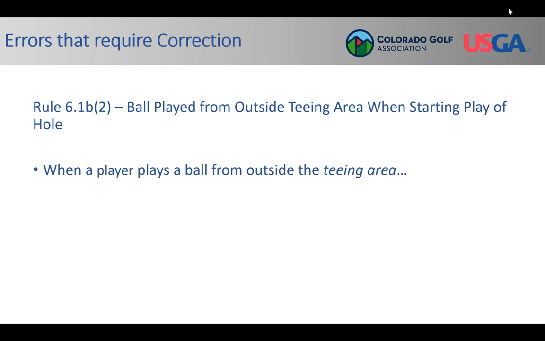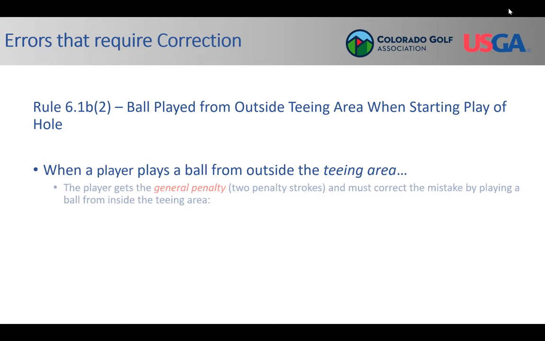So if we're talking about individual stroke play and we have a player that plays a ball from outside the teeing area, that player is getting the general penalty. So two penalty strokes in stroke play. And again, they must correct that mistake, and they've got to do it by playing a ball from inside the teeing area.